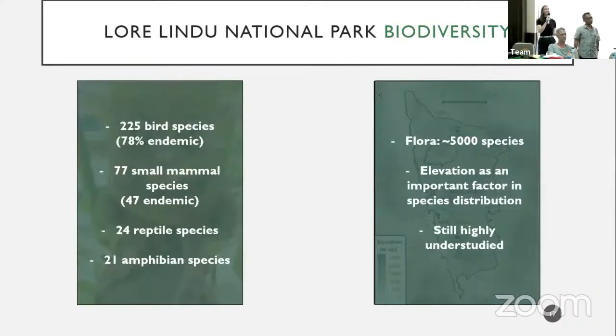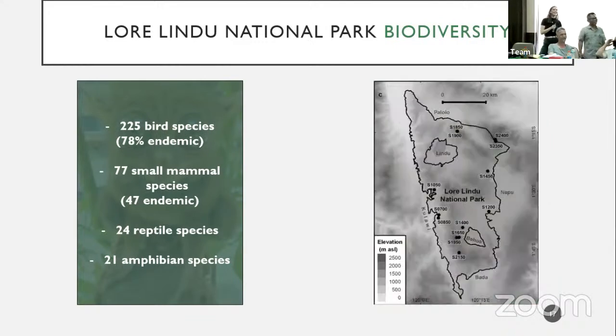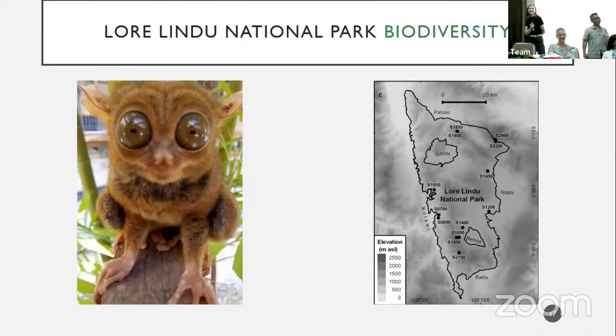Okay, great. Lorelei National Park also has incredible biodiversity. Who is that? Very cute. Tarsius? Yes, tarsius, the species.